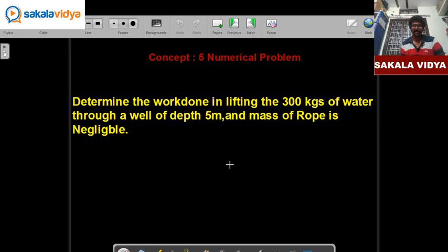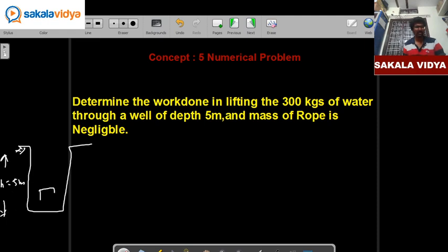Determine the work done in lifting 300 kg of water through a well of depth 5 meters. For example, this is our well, whose depth is how much? H is equal to 5 meters, from which a bucket of water is lifted, where the weight of that bucket is how much? 300 kg. So mass is equal to 300 kg, and depth or displacement is 5 meters.